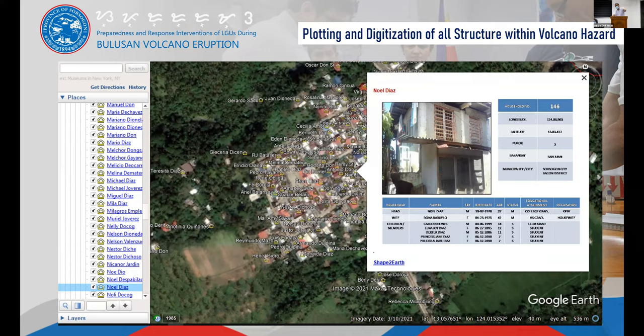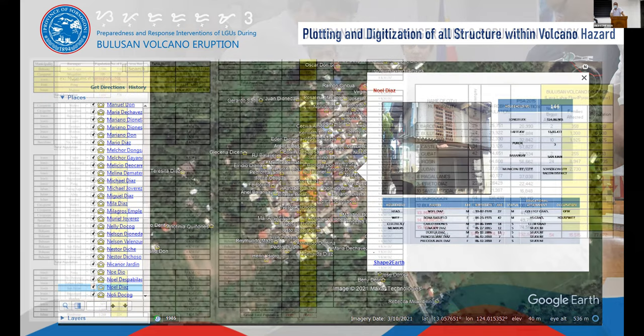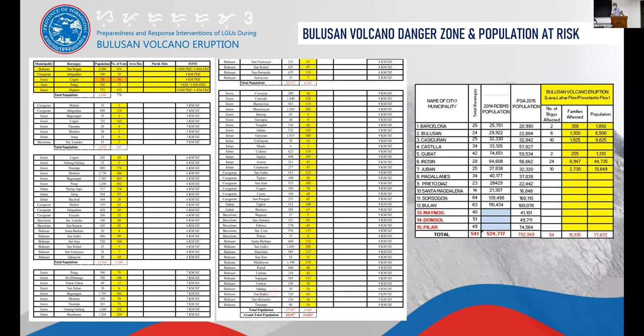That is part of our preparedness. This is what we call risk assessment. We already have the population within the different kilometers away from Bulusan Volcano, beyond the 4 kilometer permanent danger zone. For example, the whole population evacuated to Pindra is listed here, and you just multiply by how many days they stay in the evacuation center. Okay, next.